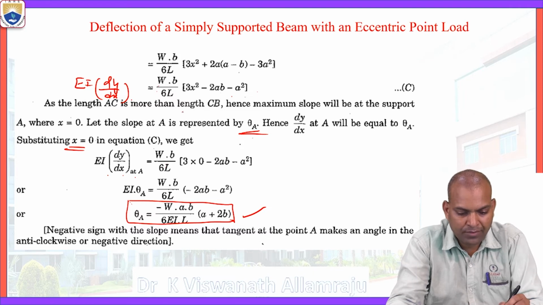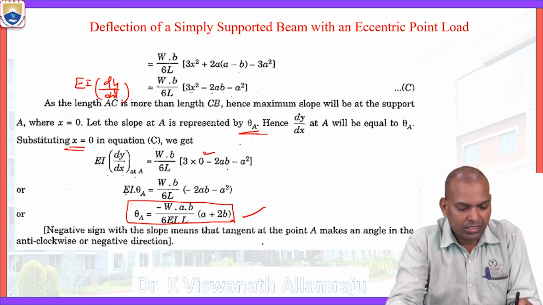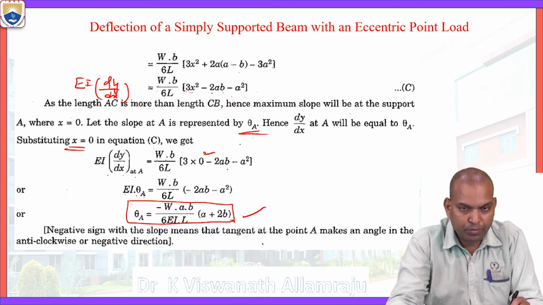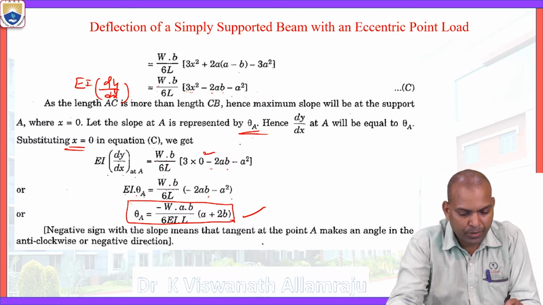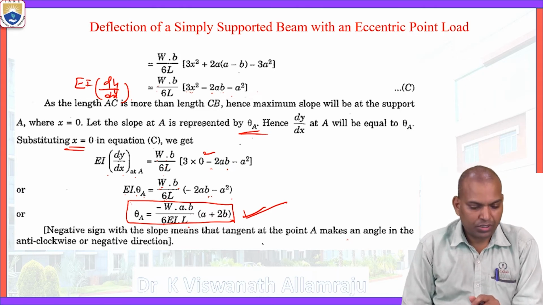Wb by 6L times 3x², x equal to 0: 3(0)² − 2ab − a². EI theta A equals Wb by 6L times (−2ab − a²). That is minus, if you make a common, Wab by 6EIL times (a plus 2b). This is the slope at support A.